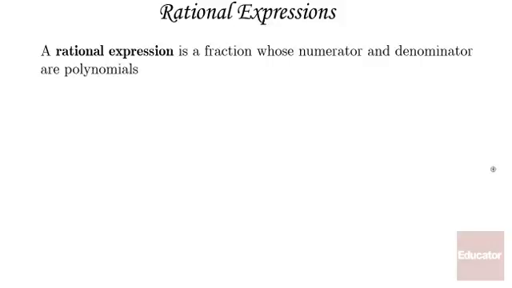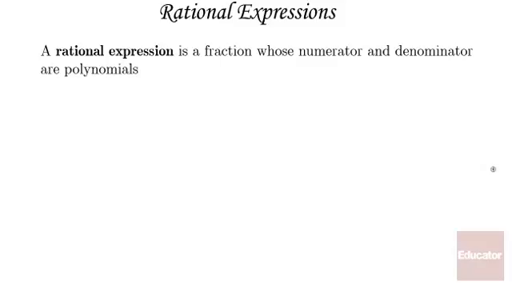In today's lesson, we're going to be discussing rational expressions, first defining what they are, and then talking about how to simplify them. A rational expression is a fraction whose numerator and denominator are polynomials. We've worked with polynomials previously, talked about simplifying and multiplying them, and now we're going to talk about when polynomials are part of a fraction.